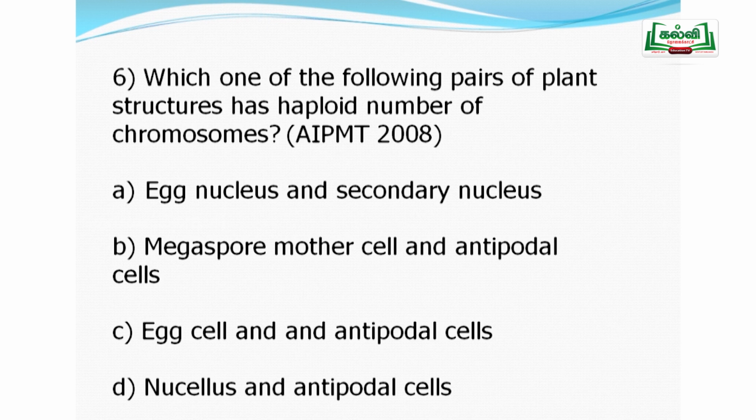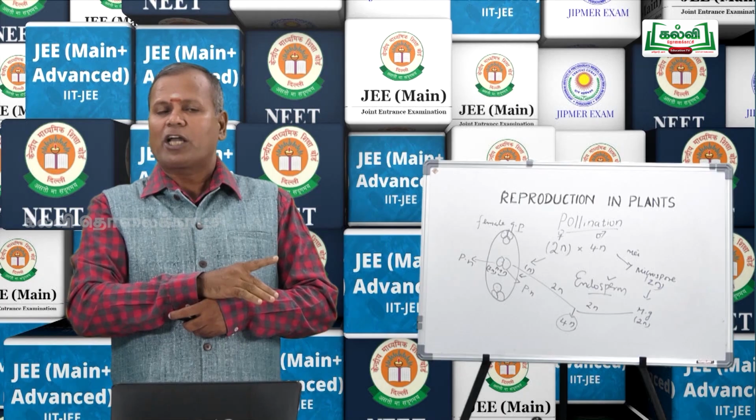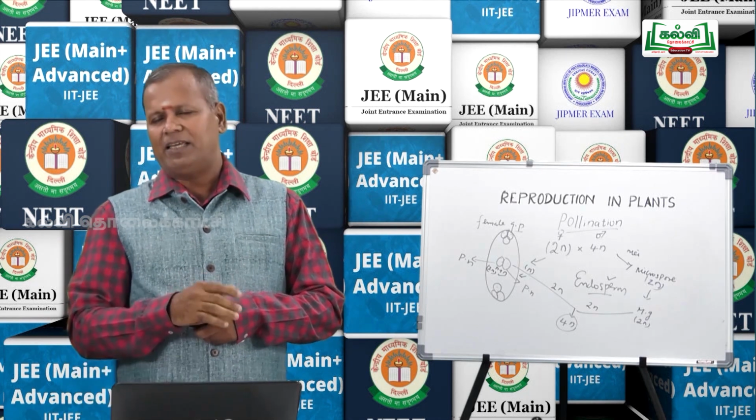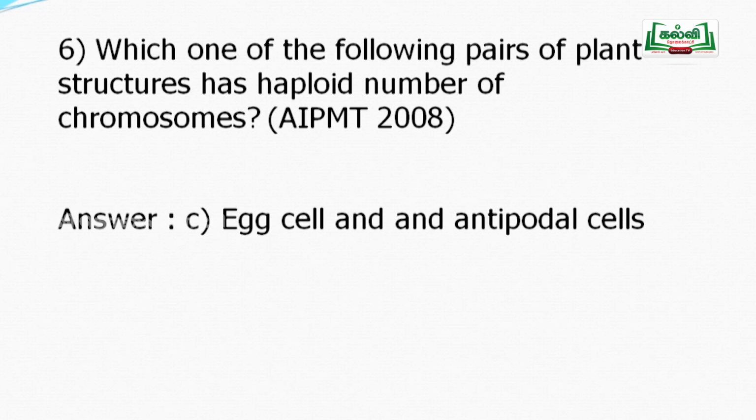Option C, the X cell is haploid, the antipodal cell is also haploid. Option D, the nucellus is diploid, the antipodal cell is haploid. So, the correct answer for question number 6 is option C: the X cell and the antipodal cells, with only one set of chromosomes. So, these two show the haploid condition.